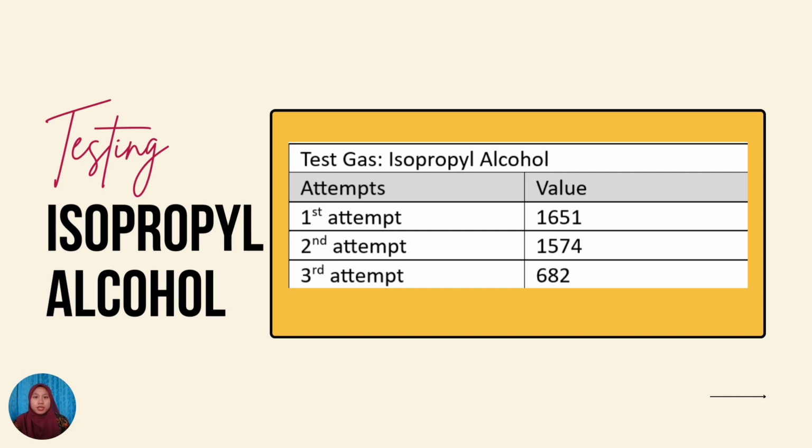The next is testing using isopropyl alcohol. The first attempt, we got 1651, which will trigger the warning. The second attempt is 1574, also will trigger the warning, and the third attempt is 682. The result will also trigger the warning in the Blynk application.